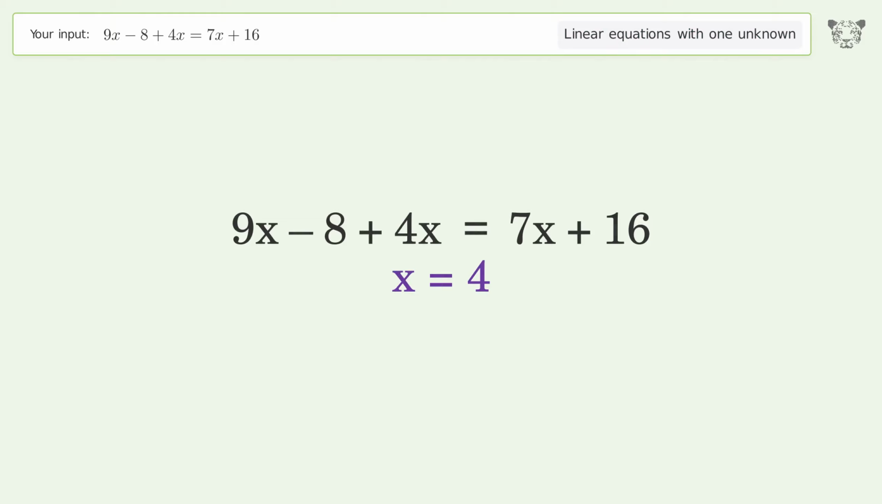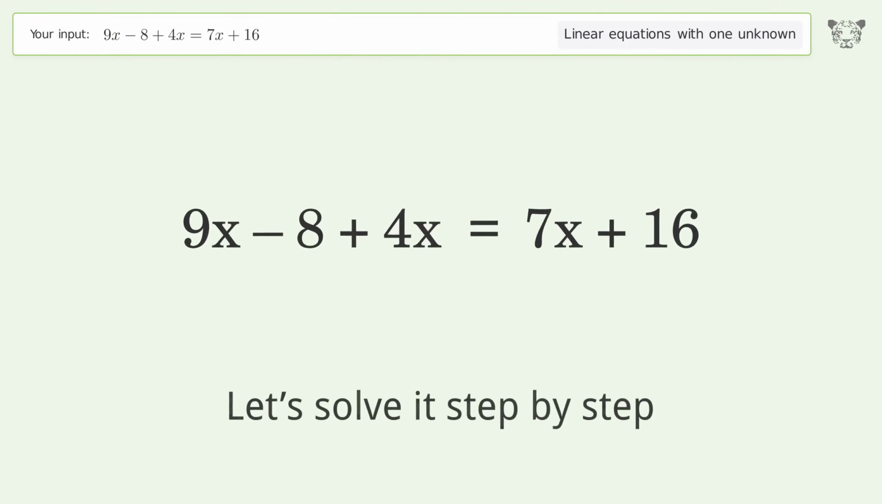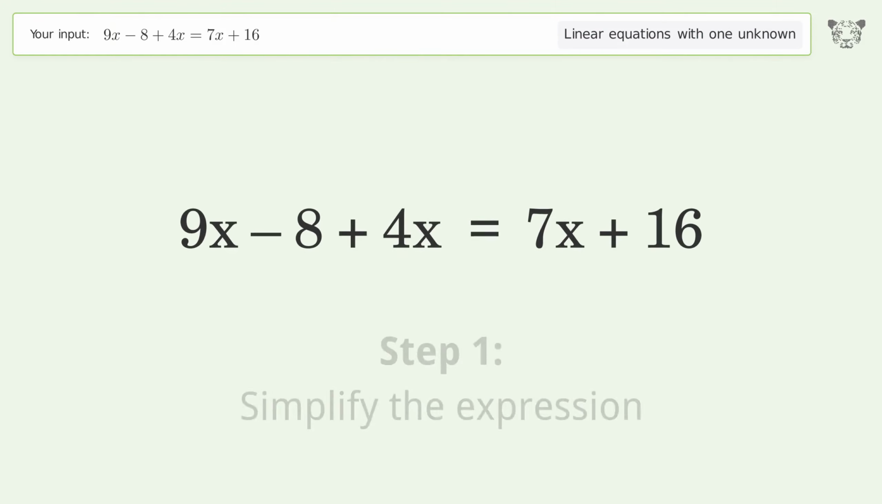You ask Tiger to solve this. It deals with linear equations with one unknown. The final result is x equals 4. Let's solve it step by step. Simplify the expression. Group like terms.